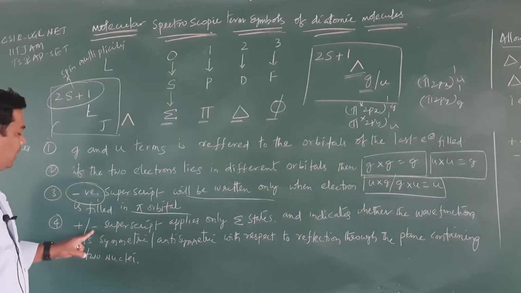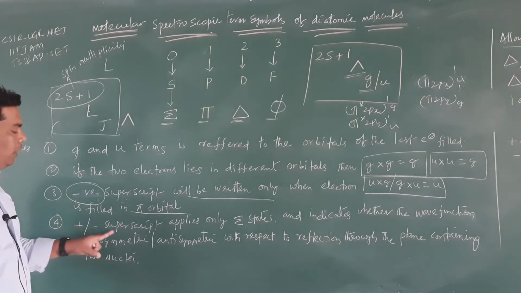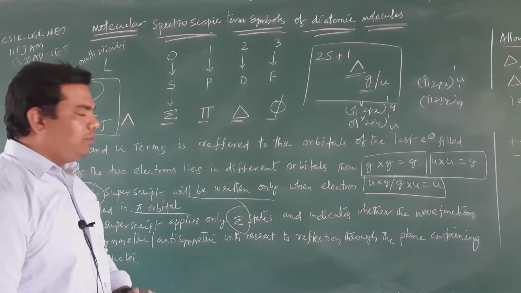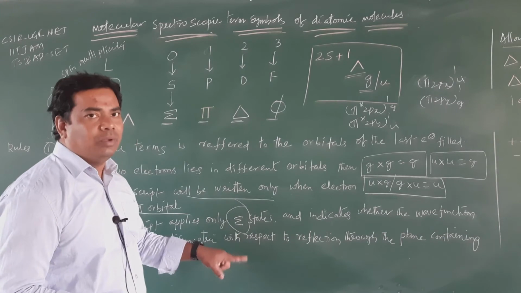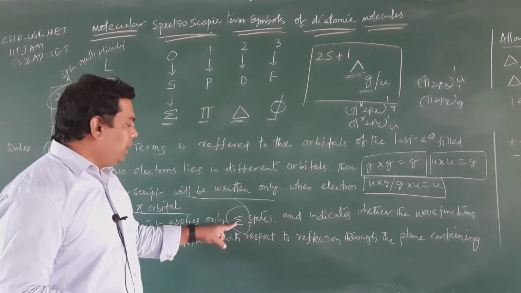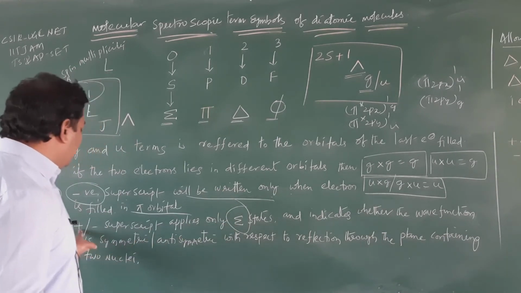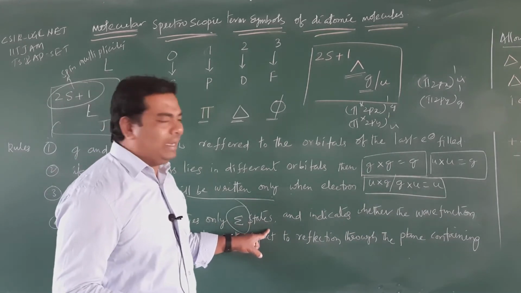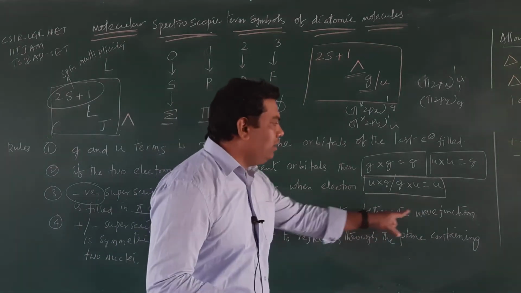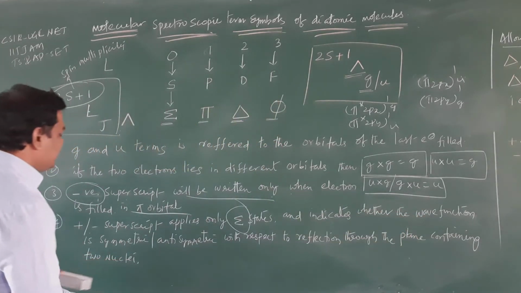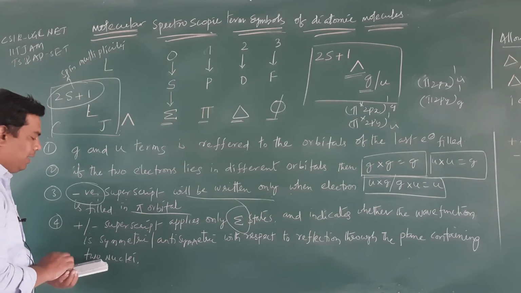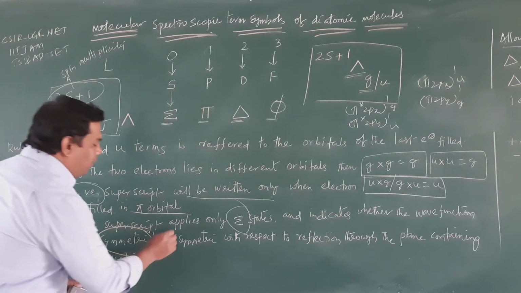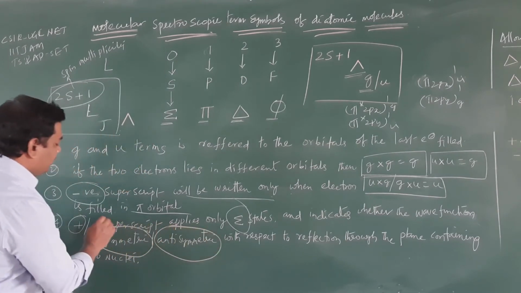Clear? The positive negative superscript applies only to sigma. The positive negative means sigma positive or sigma negative, but here pi negative. For the sigma state, the positive negative superscript applies only to states and indicates whether the wave function is symmetric. If the wave function is symmetric, then you can use the plus symbol. If the wave function is anti-symmetric, then you can use the negative symbol.